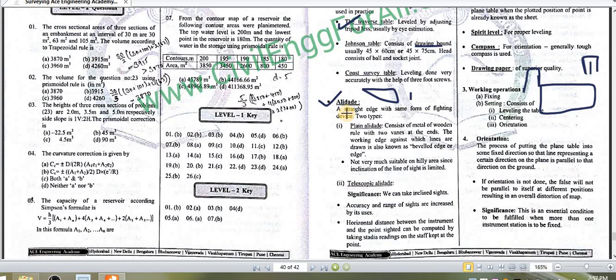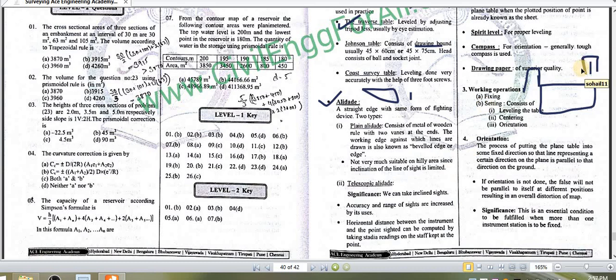Now we have different types of alidade available. One is your plain alidade, one is your telescopic alidade. Plain alidade means what? It is just similar to your metal or wooden rule with two vanes at both the ends. As I have told you, it is having two vanes, one on the front, one on the back. Okay, not very much suitable on hilly area.